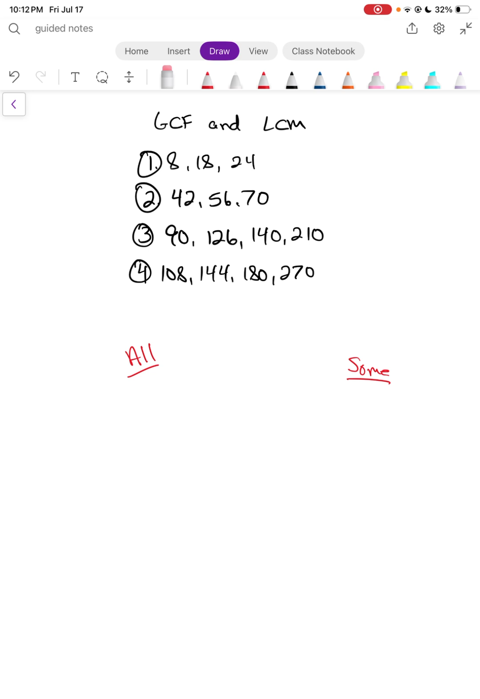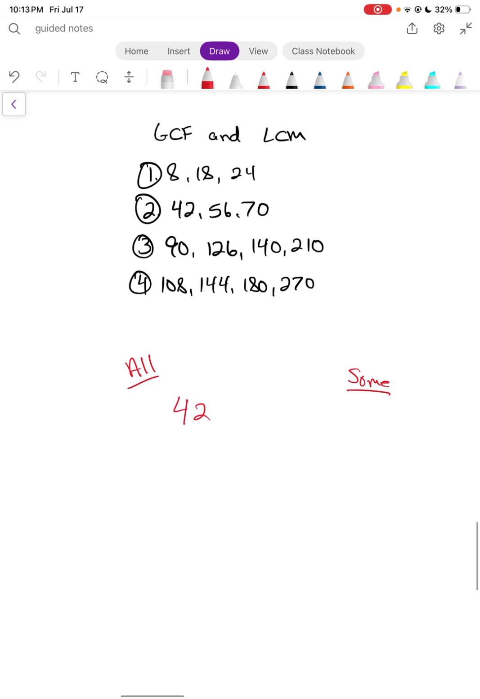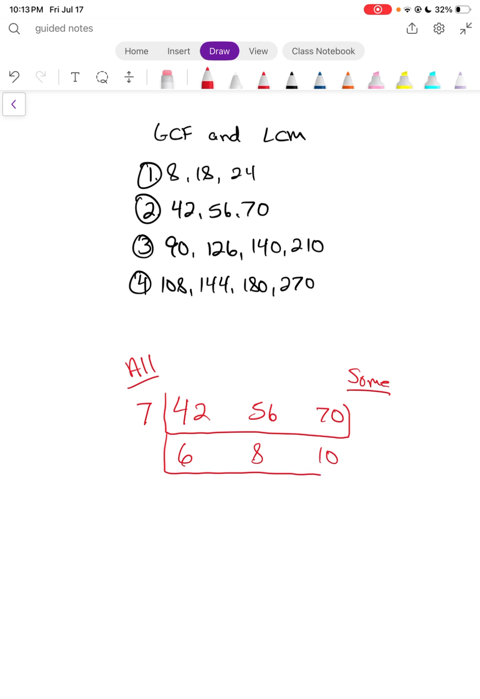What if your numbers are 42, 56, and 70? Again, if it's divisible into all of them, like here we know that all these are divisible by 7. Try to use your prime numbers. Gives me a 6, an 8, and a 10. All of those are divisible by 2. They're all even. So that gives me a 3, a 4, and a 5.